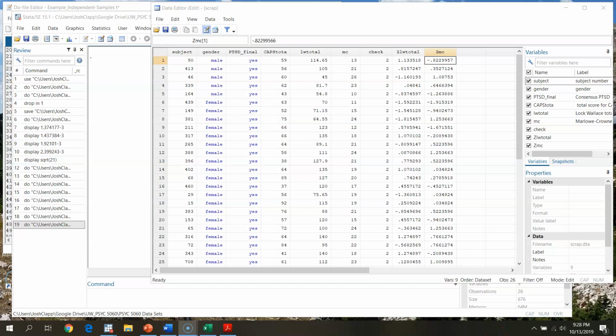In this video, what we're going to go through and do is run some independent sample t-tests in Stata, and then go through and run some calculation of effect sizes in the program as well. In the previous video, we went through and did our data screening for the independent sample tests for these data.